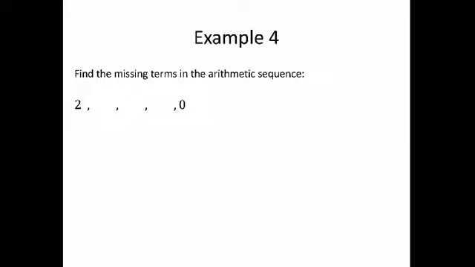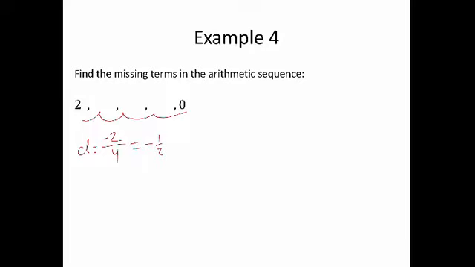Alrighty, as promised, here's example 4. This one I'm going to kind of take the shortcut for it. Looking at this, to go from 2 to the 0, we have to go 1, 2, 3, 4 steps again. And we're going down by 2 overall. So the common difference, going down by 2 over 4, we're going down negative 1/2 every time.